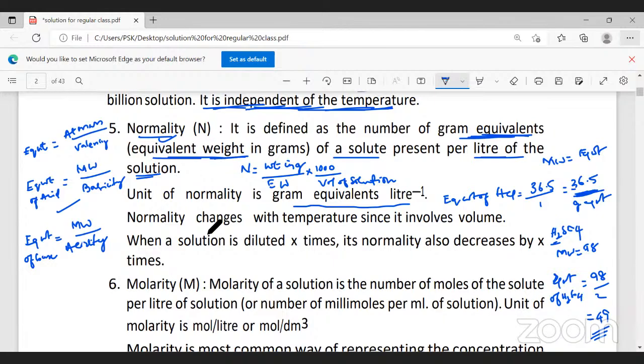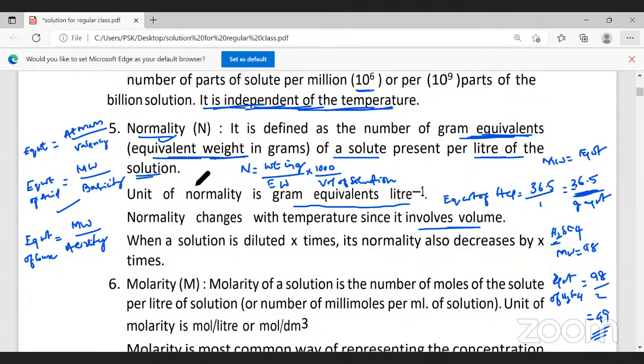Normality changes with temperature since it involves volume. So when you heat the solution, what happens? The volume expands, volume increases. Since volume increases, the normality also will change. These 2 points you have to remember. Now, when a solution is diluted X times, its normality decreases by X times.